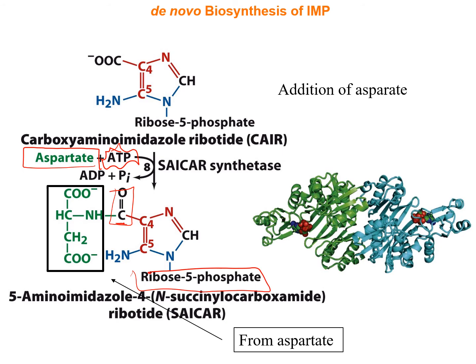Now this aspartate is an amino acid. It could come from the diet. It could also come from oxaloacetate through transamination. And that aspartate also comes from the urea cycle as a way to carry extra amino groups. So once again, the enzyme that does this is SAICAR synthetase, utilizing ATP hydrolysis.